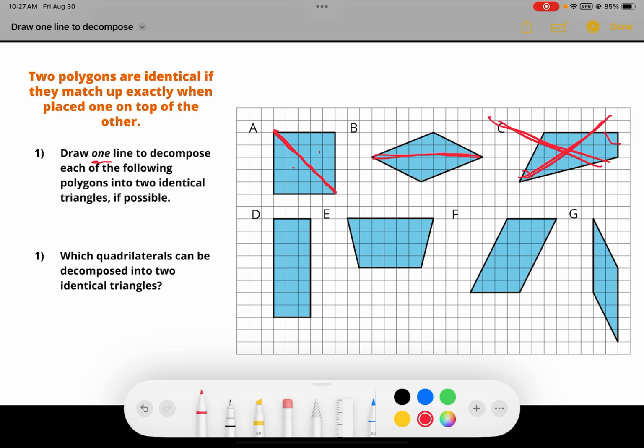For D, I could split it up diagonally, and then I have 2 right triangles. For E, if I tried to split it up, this angle is not the same as this angle, so E does not work.